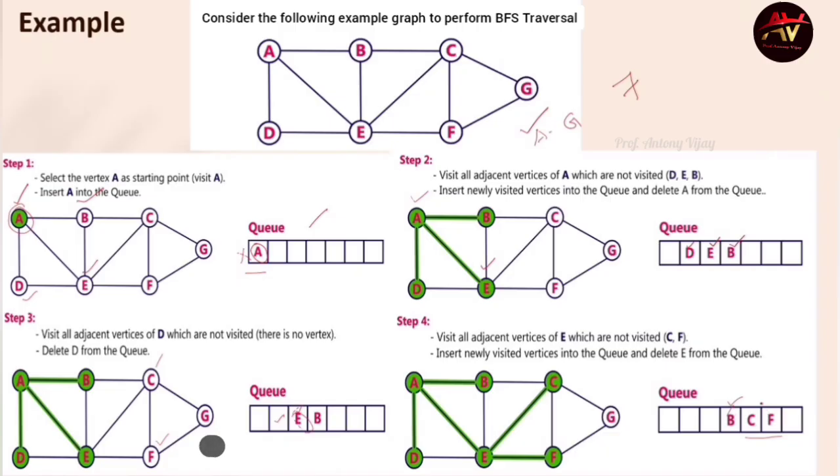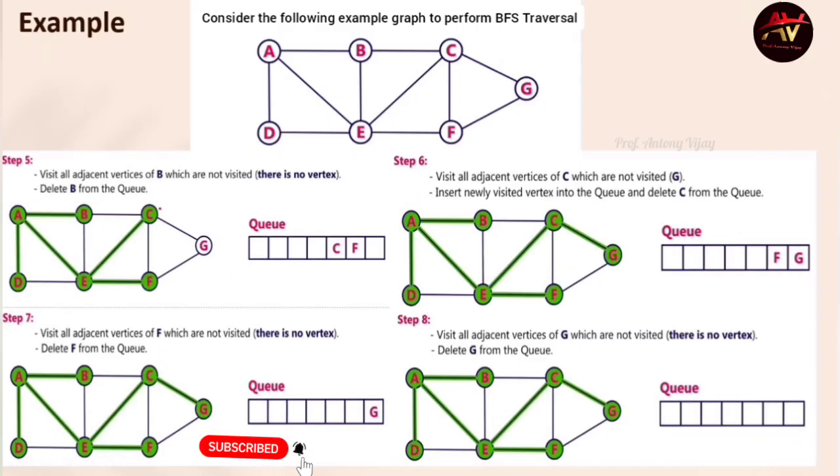Right now we have C and F. The adjacent vertex for C is G. So we insert G after F, and before inserting G after F, we remove C. So finally we have F and G. Now again we check F. After F, there are no new unvisited vertices, so we directly remove F. After that, only one vertex is there, that is G. After G, no other new unvisited vertices are there, so we remove it. So finally the queue is empty.